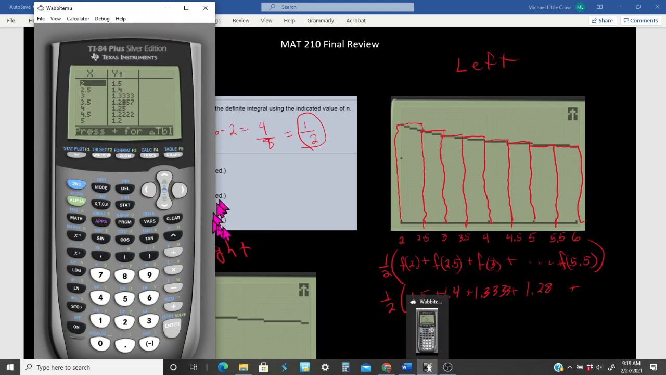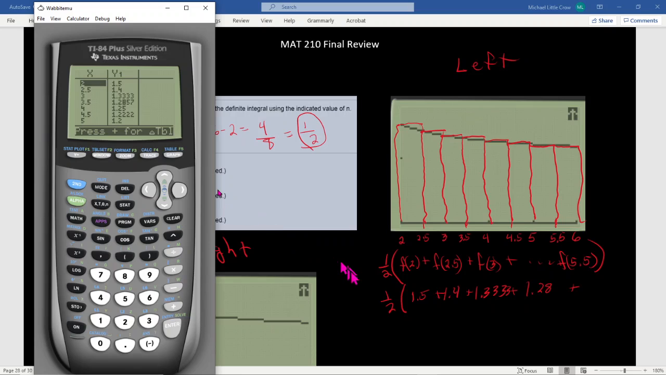So again, hopefully you see the process. Let's see, where are we? This is 2, 2.5, 3, 3.5, 1.2857. And since it's only showing 4 decimal places, it's probably rounded that last one, which is okay, but we don't want to round too early. Okay, 4 is 1.25. 4.5 is 1.2222. And again, 4 decimal places, then we round at the end.